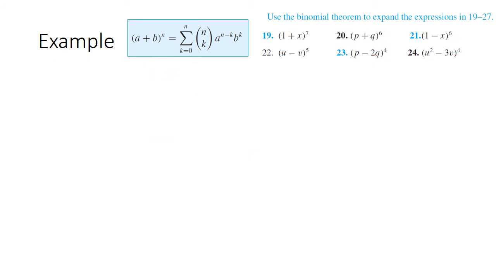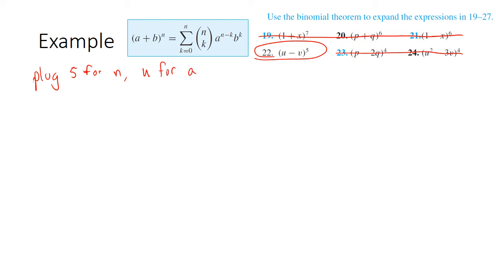Okay, so let's do one that's a little bit more interesting. So here I'm plugging in 5 for n, and then I'm plugging in u for a, and then for b, I'm actually plugging in negative v, not just v, negative v, because this is like a little plus minus thing here.